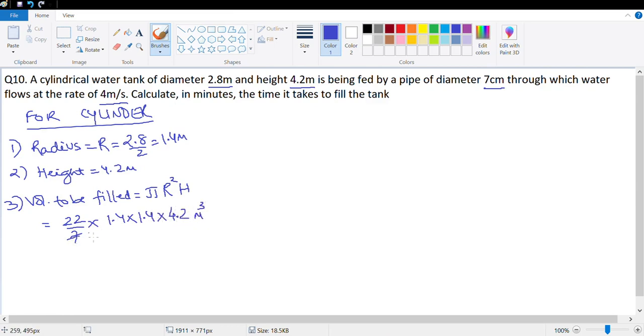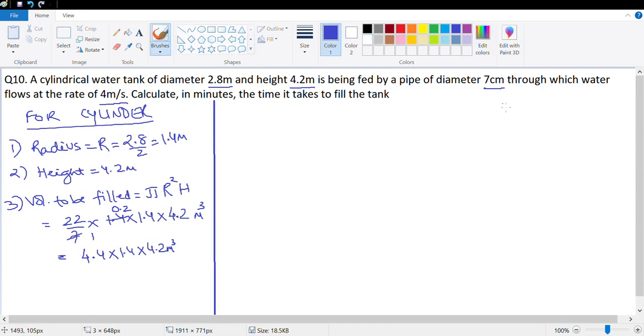7 into 1, 7 into 0.2. I'll not multiply, but I'll just convert 22 into 2, that's 44, which means 4.4 into 1.4 into 4.2 meter cube. So we need to fill this much volume in the tank. Let's see what's the volume being filled in 1 second. So it says volume being filled in 1 second is equal to the length of 4 meters. So first we'll figure out the volume being filled in 1 second.